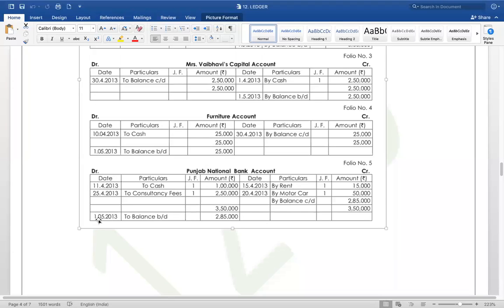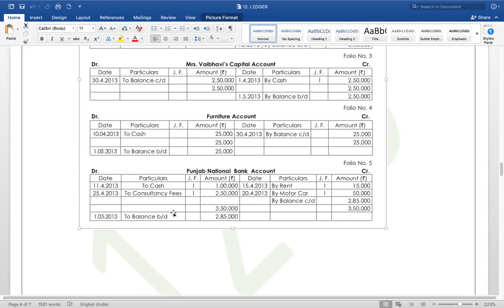If you're asked to prepare the accounts for the month of, let's say, May, balance brought down 2 lakhs 85,000. You just leave it like that. You don't even underline it. Just leave it open. So carried down is closing balance, brought down is opening balance. What was closing in the previous accounting period is opening in the next accounting period.